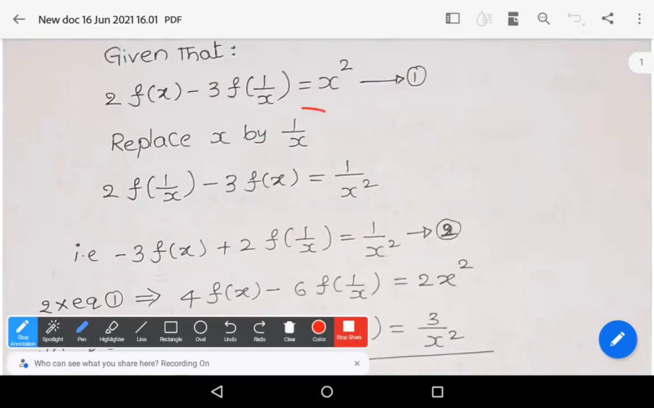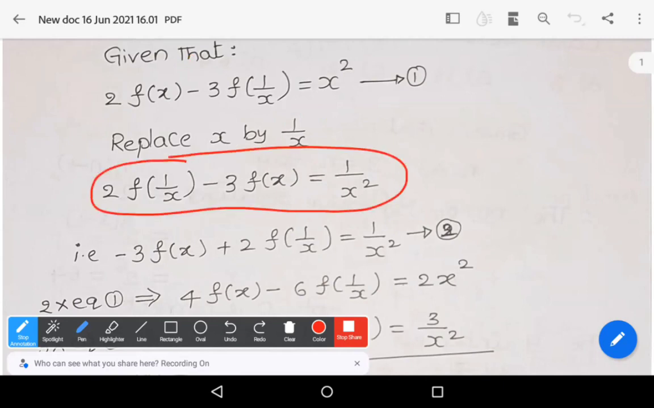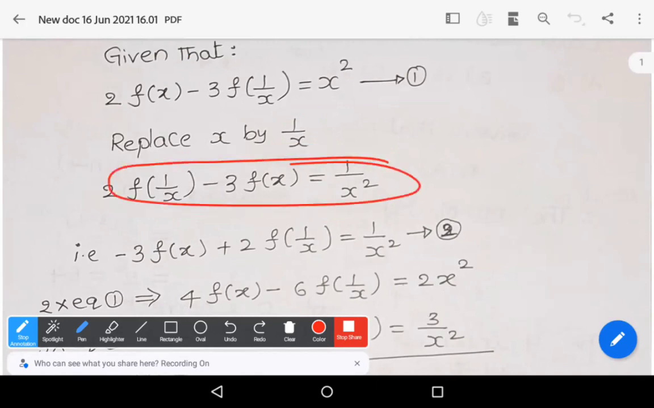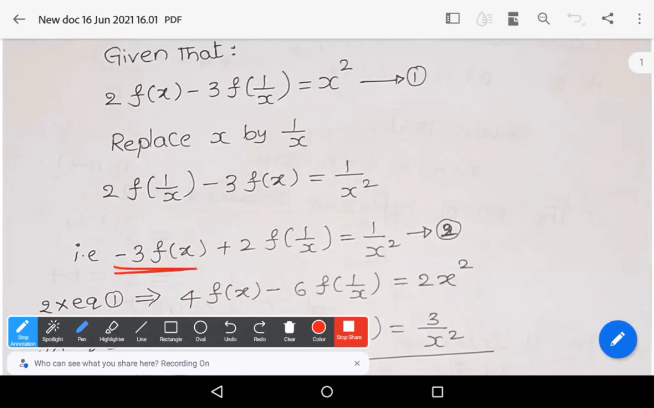Now replace x by 1 by x in the given expression. You get this relation: 2 f of 1 by x minus 3 f of x is equal to 1 by x square. Let us rearrange this equation like this: minus 3 f of x plus 2 f of 1 by x is equal to 1 by x square. Let it be equation number 2.